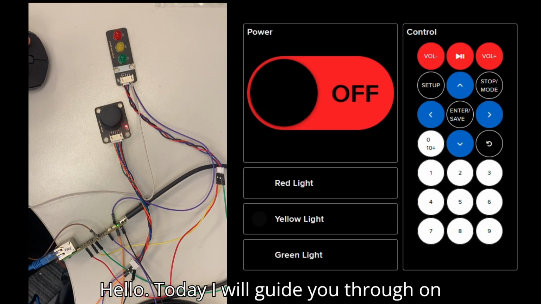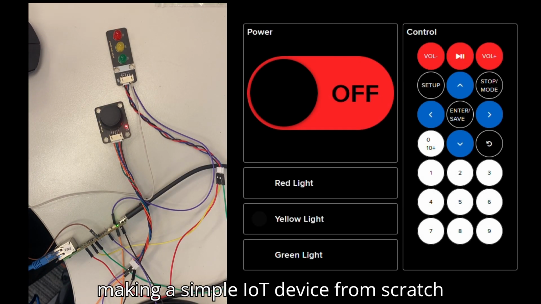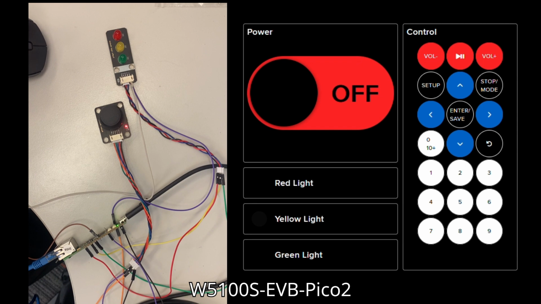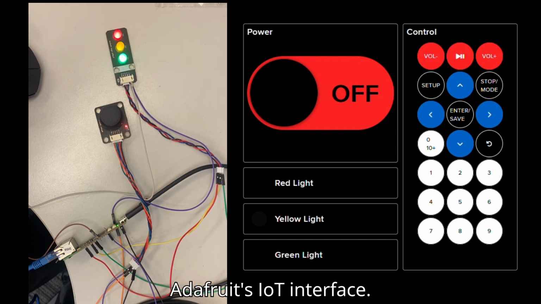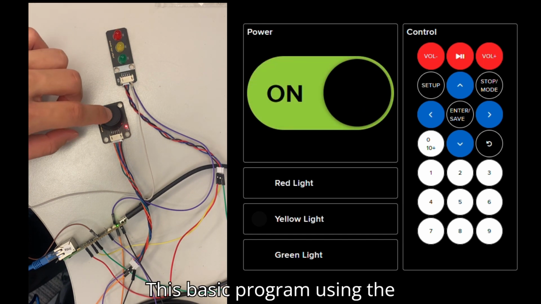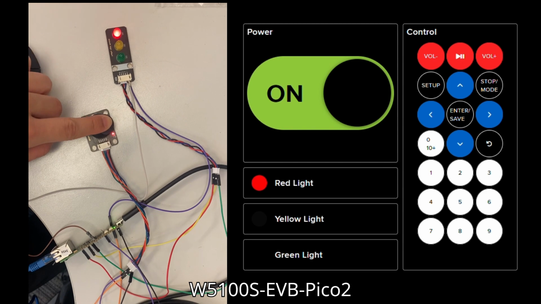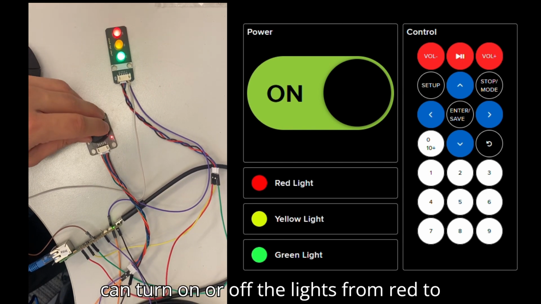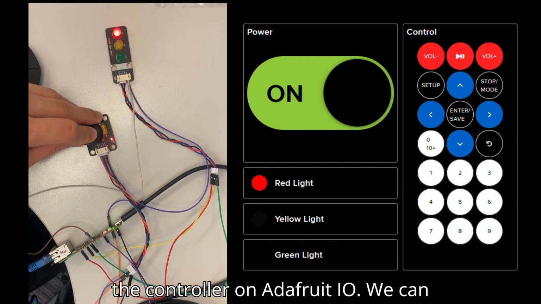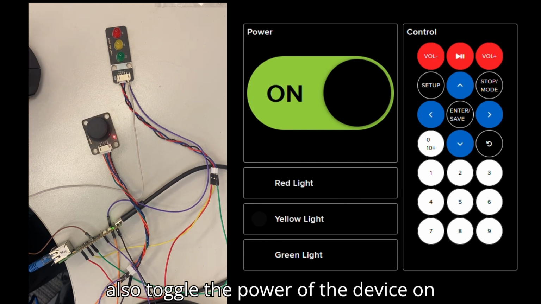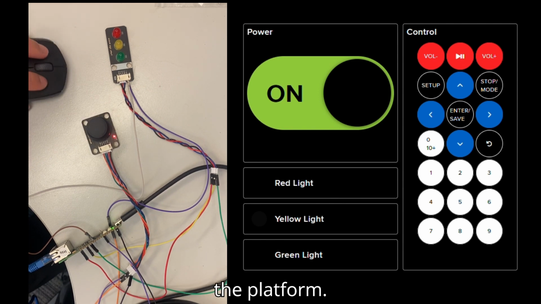Hello. Today I will guide you through making a simple IoT device from scratch using our W5100S-EVB-Pico 2 and operate with CircuitPython and Adafruit's IoT interface. This basic program using the W5100S-EVB-Pico 2 can turn on or off the lights from red to green by moving our joystick or pressing the controller on Adafruit IO. We can also toggle the power of the device on the platform.